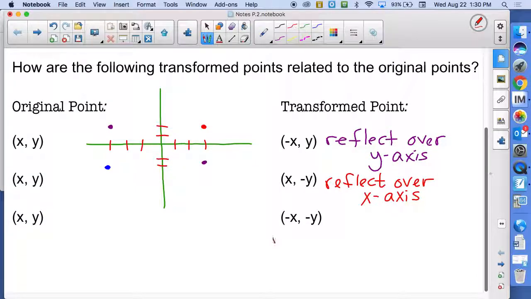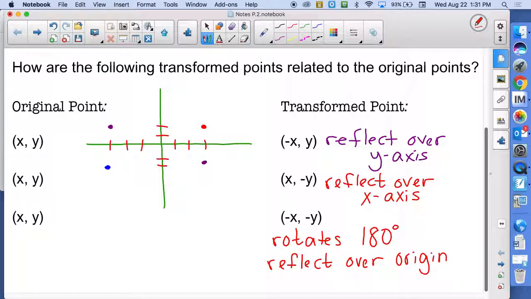So it does rotate. You could say it's a rotation, but not 90 degrees. Oh, sorry. 180 degrees, yeah. So you could say that it rotates 180 degrees. What else could you say? You could call it a reflection over what? The origin. The origin, yeah.